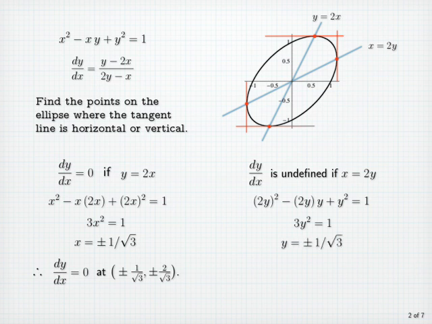And since x is equal to 2y, we conclude that dy/dx is undefined, and therefore the graph has a vertical tangent line at the points (plus or minus 2 over root 3, plus or minus 1 over root 3).